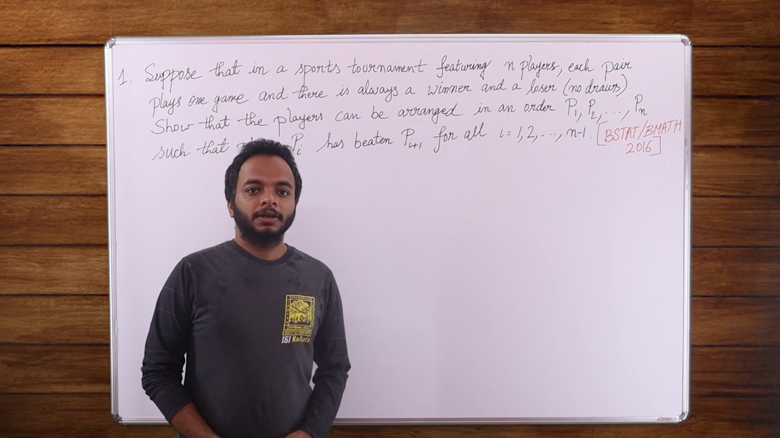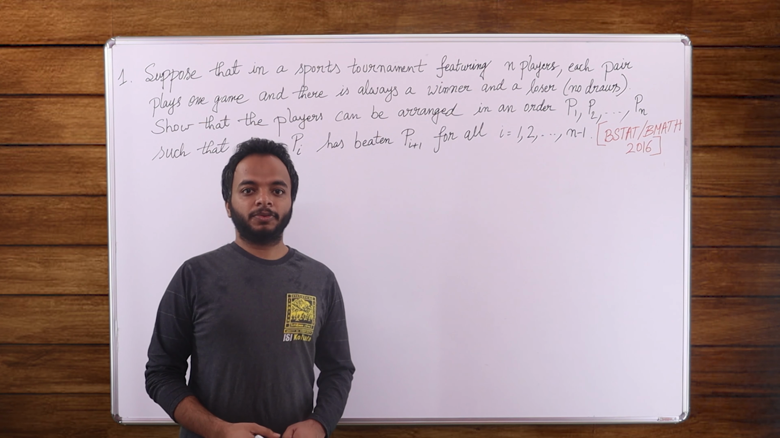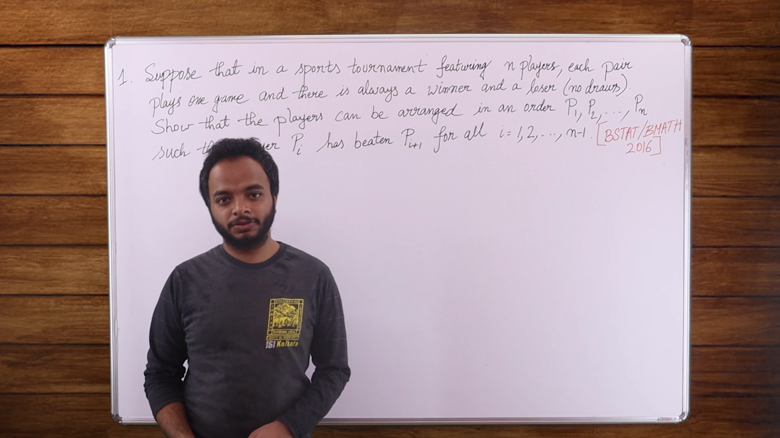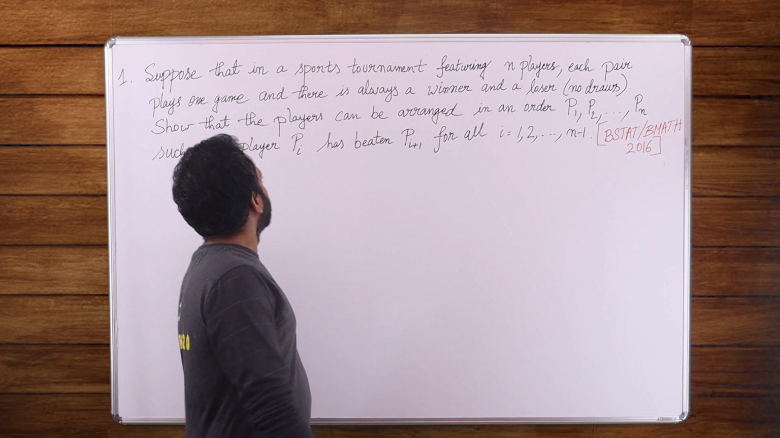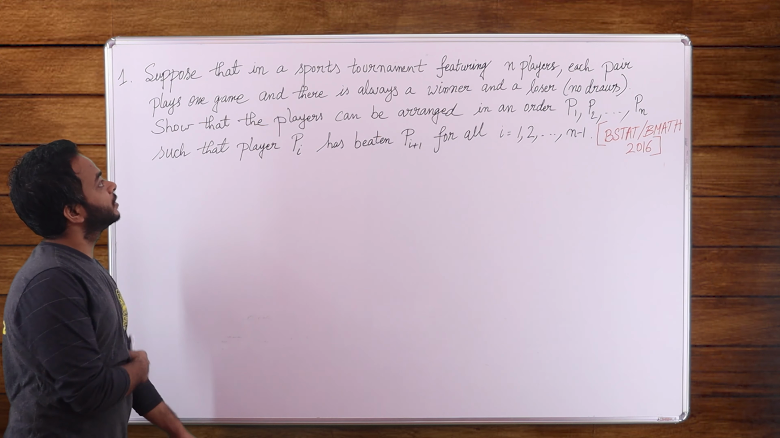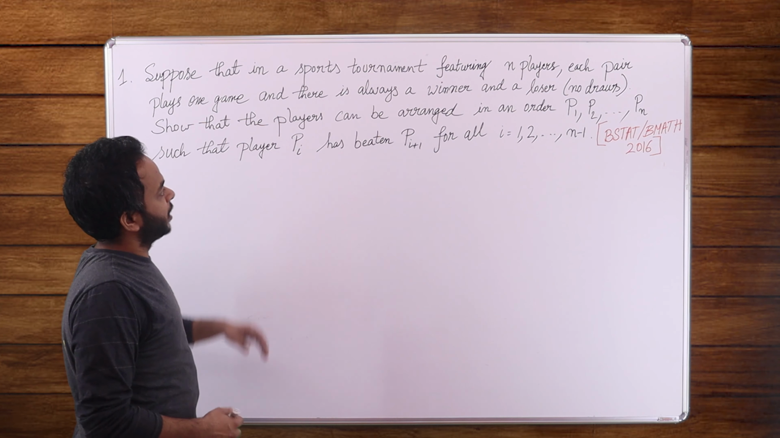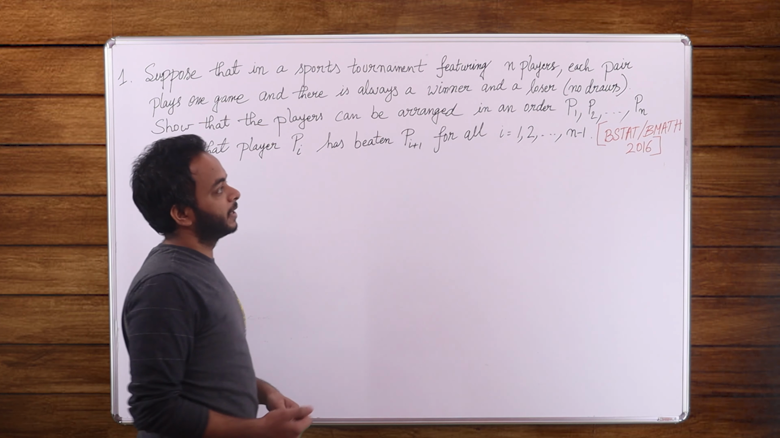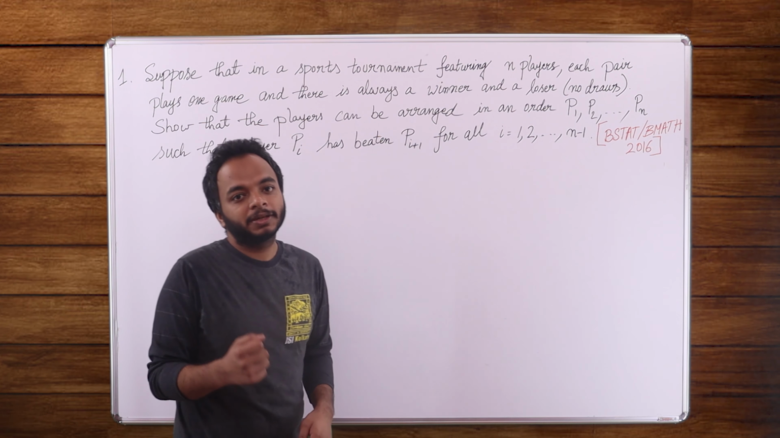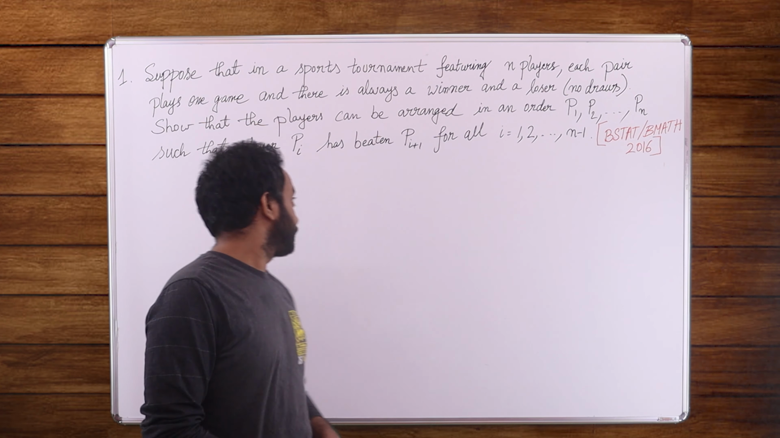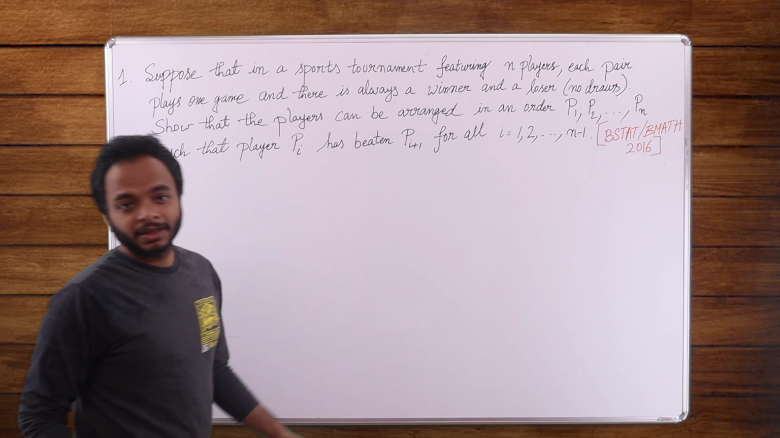So, hello everyone. Today we are going to discuss one problem from B.Stat B.Math 2016, the first problem, which says that suppose in a sports tournament there are n players and each pair plays one game. So if you take any two players, they will play only one game, and there is always a winner and a loser.